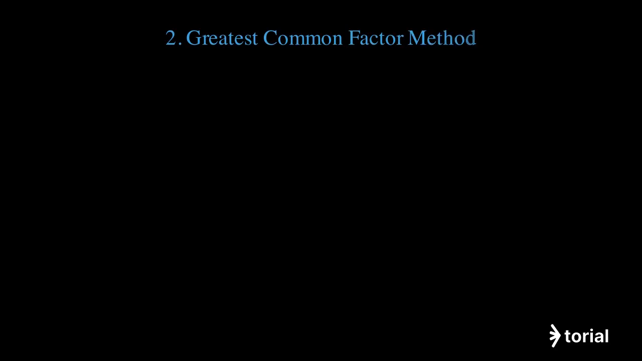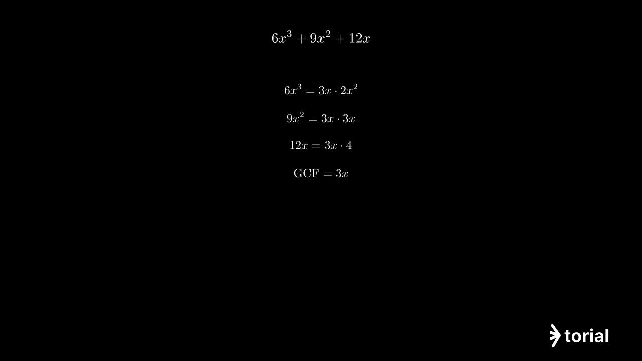The simplest factoring technique is finding the greatest common factor. First, we identify the greatest common factor shared by all terms in the expression. Consider the expression 6x cubed plus 9x squared plus 12x. Breaking each term down, we see that 3x is the greatest common factor of all three terms. So we factor out 3x to get 3x times the quantity 2x squared plus 3x plus 4.